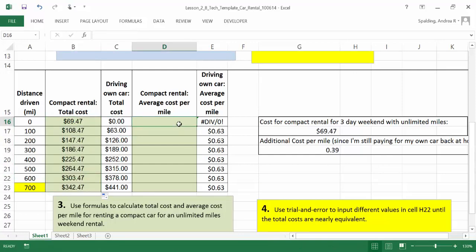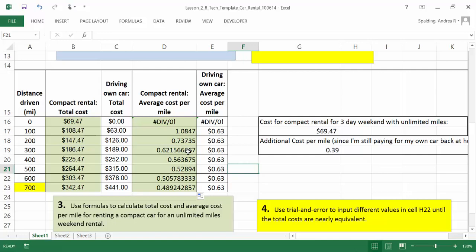All right, now we want to look at the average cost per mile. So it's going to be equal to total cost divided by the number of miles driven. Okay, we can't divide by 0, so it's going to give us kind of an undefined value there. We're going to pull that formula down, and then we'll start to look at our comparison. Remember that we're comparing the average cost per mile for both rentals. So it looks like we're pretty close together, around 300 miles.